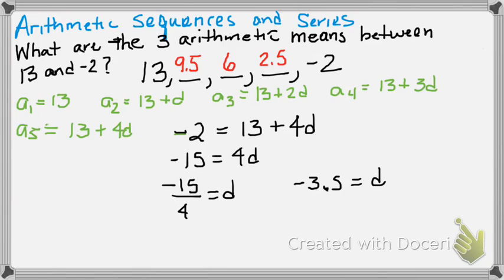All right, and then if you keep on subtracting the common difference, you'll see that it'll give you -2. So our three arithmetic means between 13 and -2 would be 9.25, 5.5, and 1.75. And you're done.